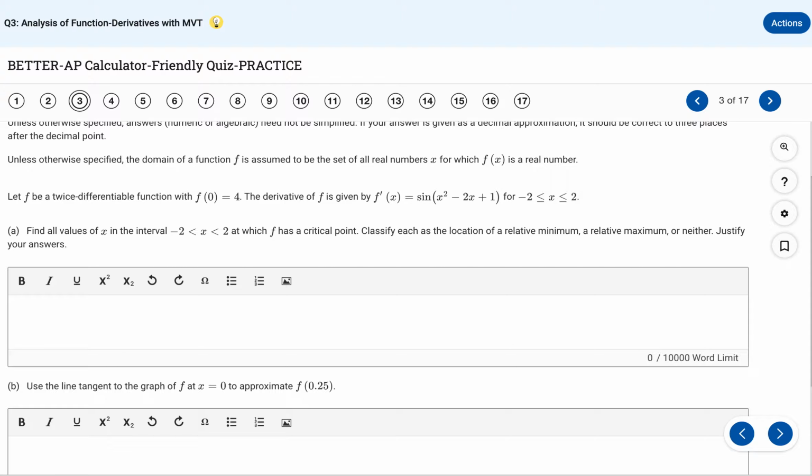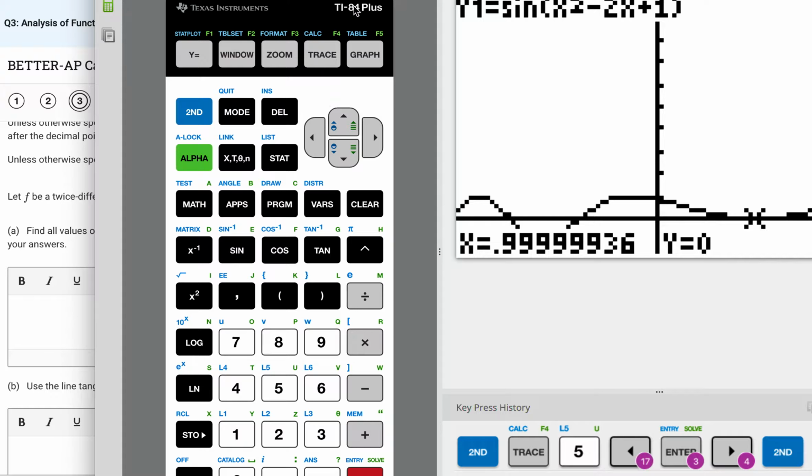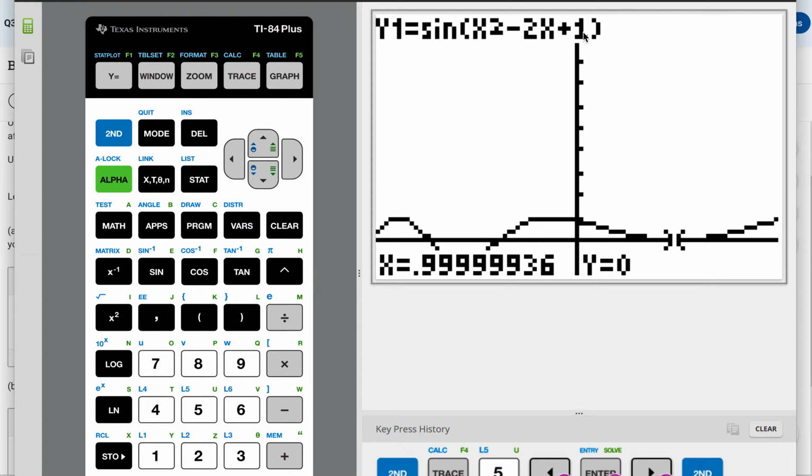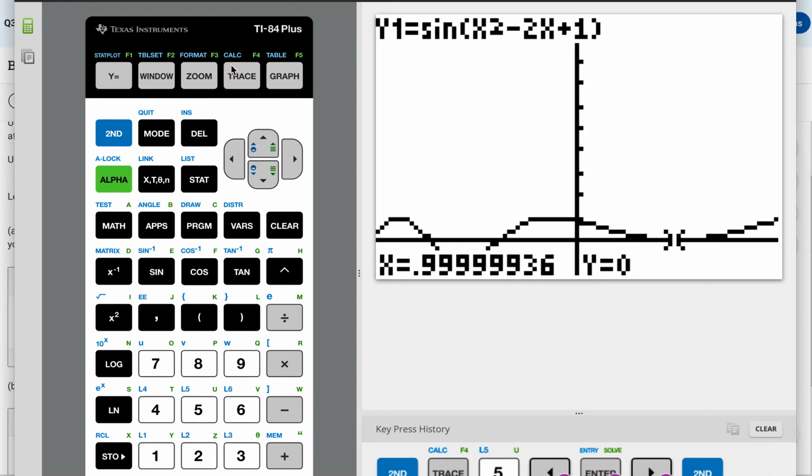So if we go to the graph, hopefully you can see it here. It is a sine function where the input then is a quadratic. So a sine function is never going to go above 1 or below -1. And we are going to then try to find where the zeros of this are, because those zeros will represent the critical points. Now I found one here by going to second trace.